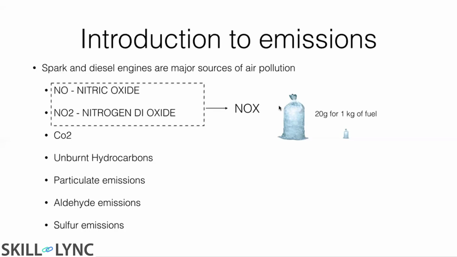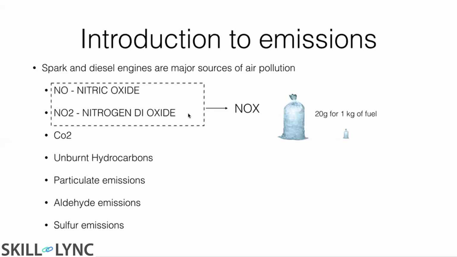So kg of emissions per kg of fuel, the emissions are usually not that much, so we say grams of emissions per kg of fuel. If you take a typical automobile that is used for transportation, basically your car, the amount of NOx it produces: if you have 1 kg of fuel, 20 grams of that is going to be converted to NOx. So this actually gives you a very good idea of how much emissions gets produced.